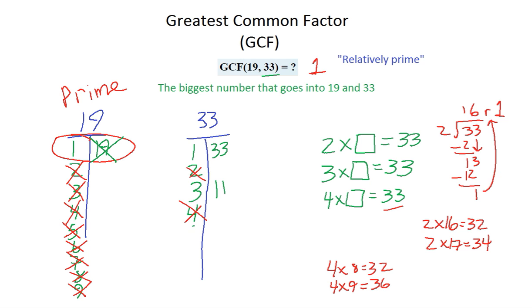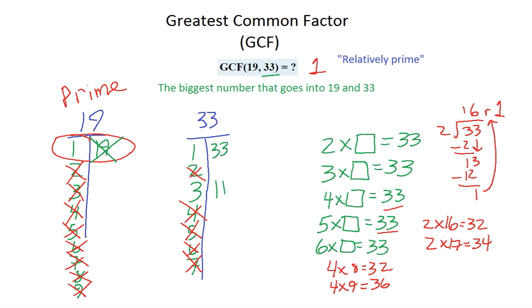1, 2, 3, 4, let's try 5. 5 times what? I'm going to go a little bit quicker here, but I know that 5 times 6 is 30, 5 times 7 is 35, so we missed 33, so 5 is off the list. What about 6? Well, 6 times 5 is 30, 6 times 6 is 36, so 6 is off the list. How about 7? 7 times 4 is 28, 7 times 5 is 35, so we missed 33. That one's off.